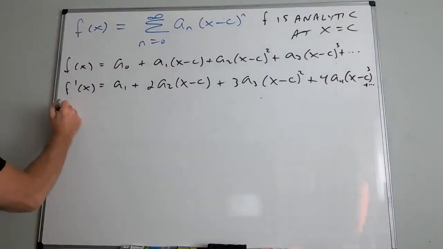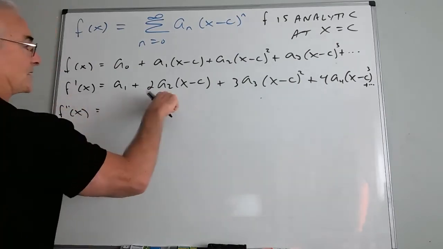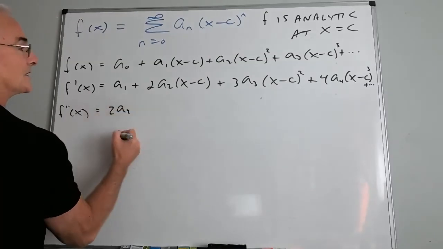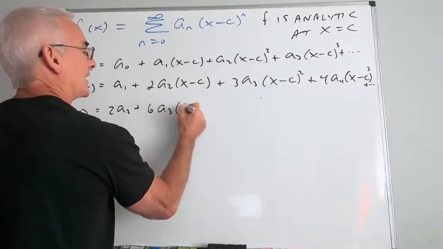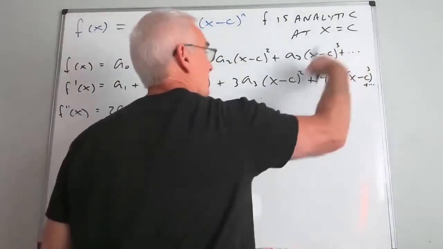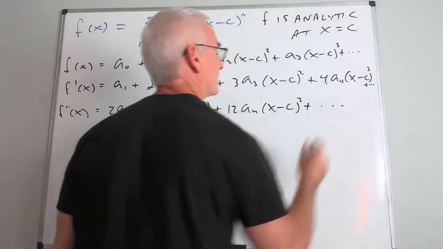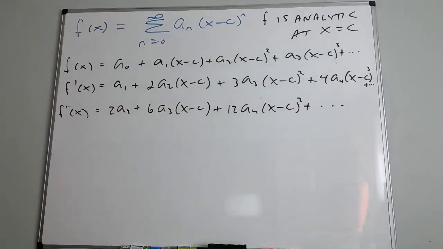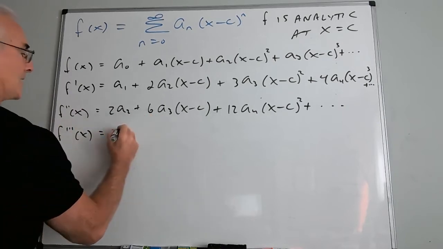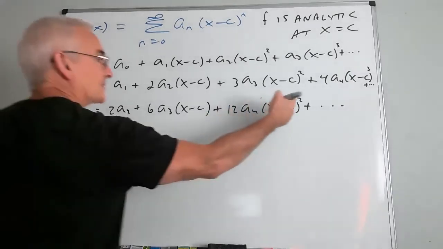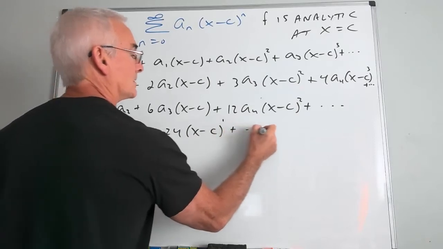Now, how about f double prime? I'm just going to do a few derivatives. Well, that would be 0. And now I would have 2a2 plus, bring that down, 6a3 (x minus c) to the first plus 12a4 (x minus c) to the second. And I'll just say forever and ever. Oh, let's do one more derivative. We're having so much fun. That's gone. Then I would get 6a3 plus 24a4 (x minus c) to the first, forever and ever.